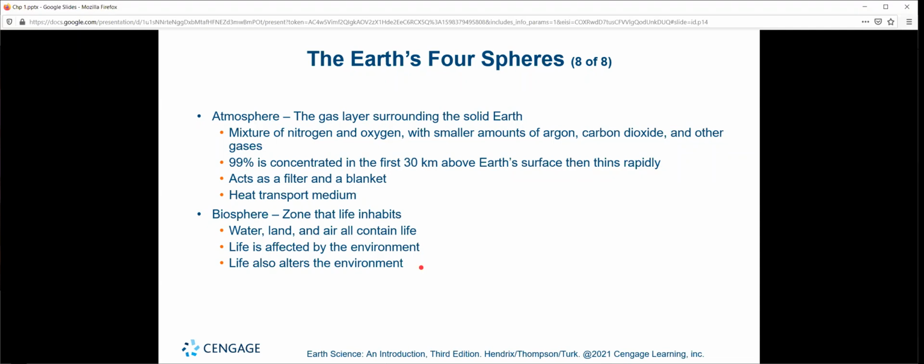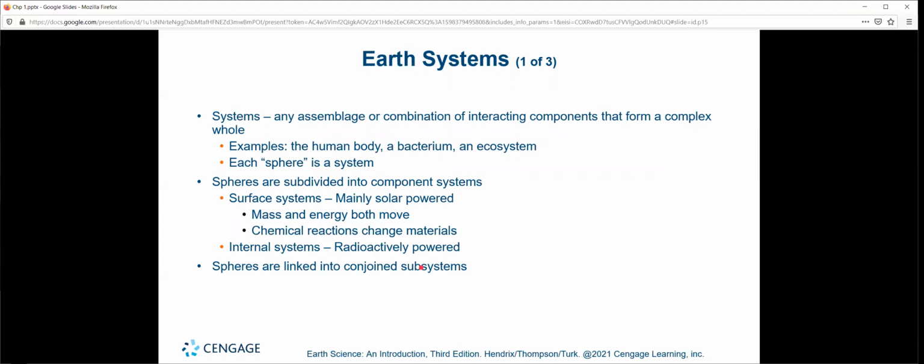All four of these zones, all four of these spheres affect each other in various ways. All four of these spheres are interdependent with each other. You can't really have a geosphere without the hydrosphere and biosphere affecting it to create the wonderful landscapes that we see. Can't have a biosphere without an atmosphere, etc., etc., etc.